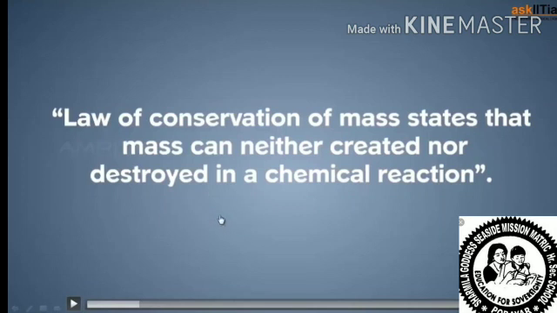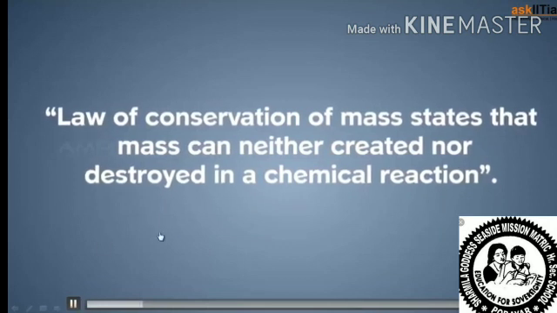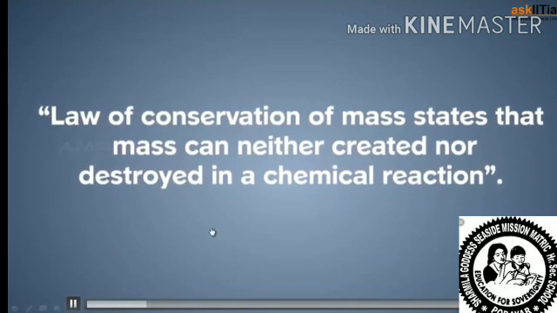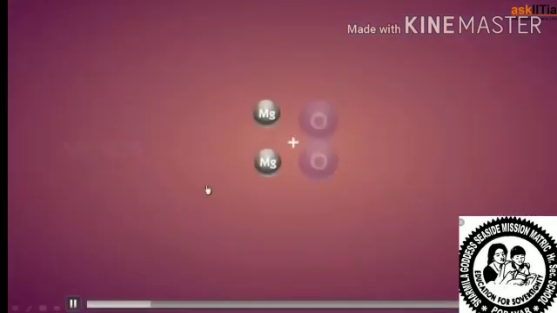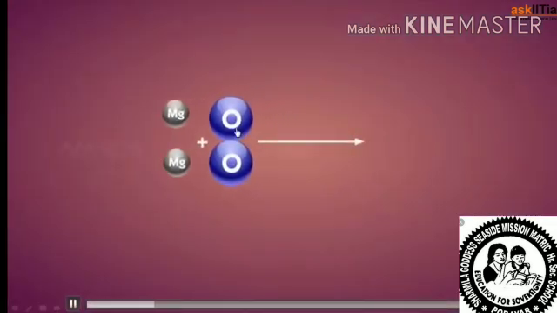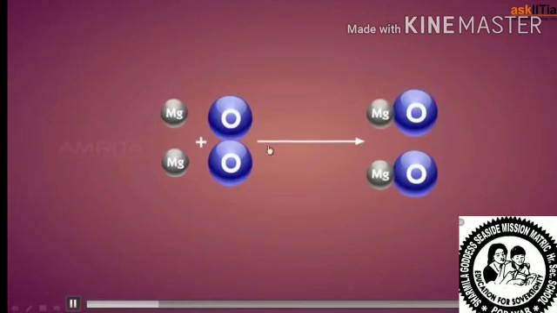To understand this law, let's take an example. In this example, magnesium is reacting with oxygen and forming magnesium oxide. Here, two magnesium atoms will react with one oxygen molecule and form 2 formula units of magnesium oxide. Like this, 2 moles will combine with 1 mole, and it will give you 2 moles, right.